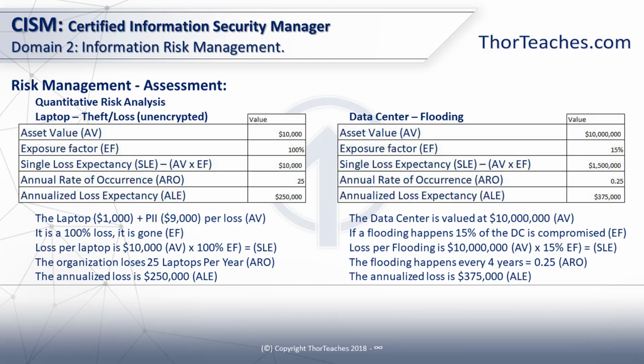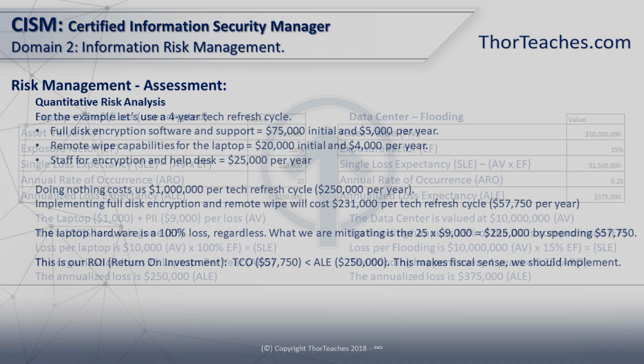In the example on the right, we have a data center valued at $10 million. If a flood does happen, we're expected to lose 15% of the data center, so our single loss expectancy would be $10 million times 0.15, $1.5 million. But the flooding only happens every 4 years, so the annual rate of occurrence is 0.25. So 25% of $1.5 million will make our annualized loss expectancy $375,000.